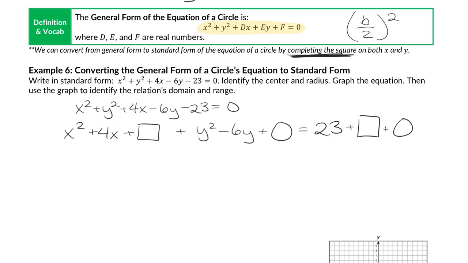What's the b term out of the x's part? 4. So we're going to do down here, we're going to do 4 divided by 2 squared. 4 divided by 2 is 2, and 2 squared is 4. The magic number that goes in the box, that's actually a box for me, is the number 4. So I would put a 4 here, and I would put a 4 here.